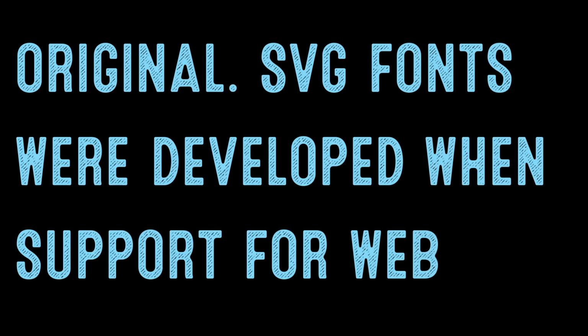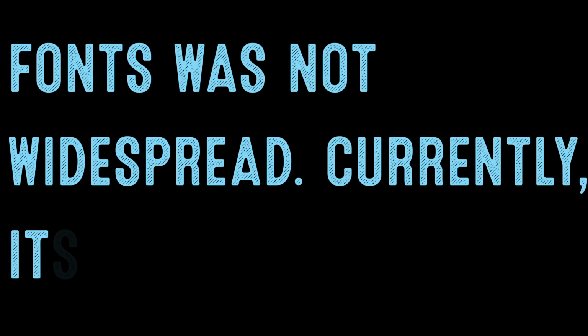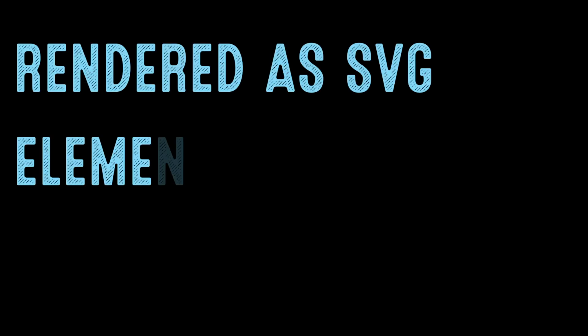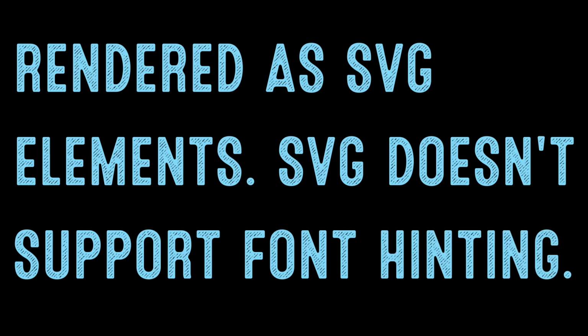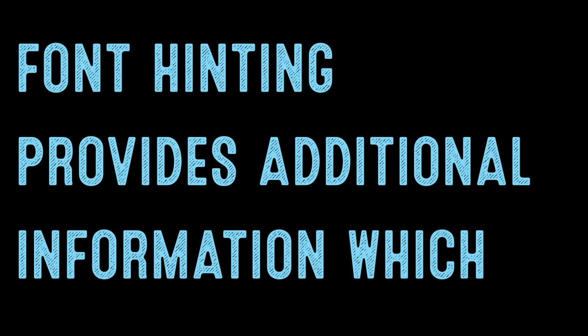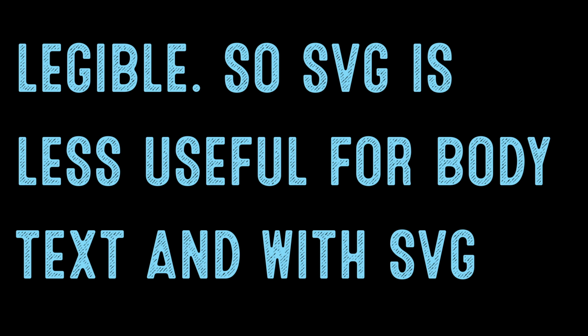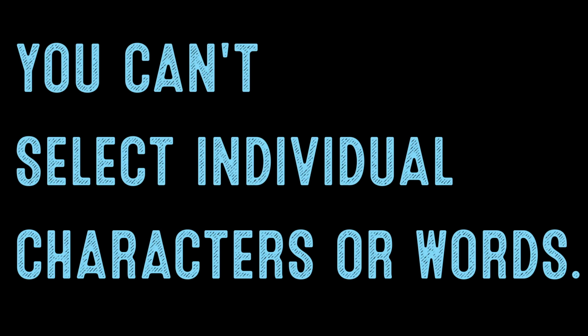supported as the original. SVG fonts were developed when support for web fonts was not widespread. Currently, its support is only with Safari and Android. With SVG, glyph outlines are rendered as SVG, or Scalable Vector Graphic elements. SVG doesn't support font hinting. Font hinting provides additional information which allows the rendering of fonts at small sizes so they remain legible. So SVG is less useful for body text, and with SVG, you can't select individual characters or words.